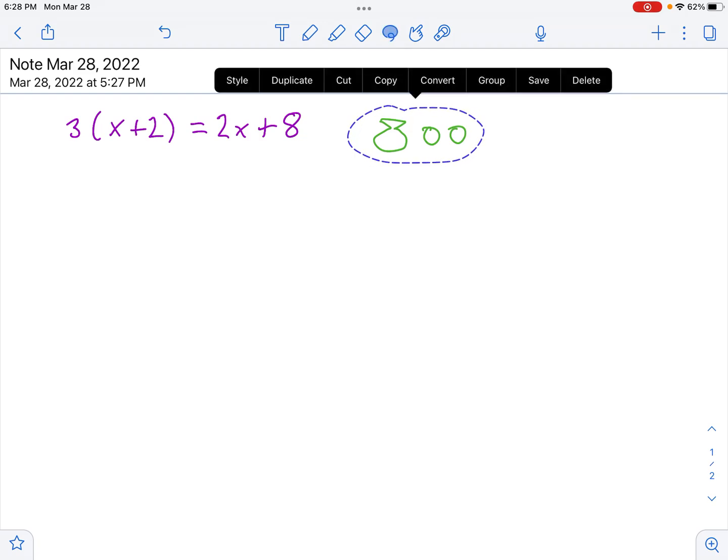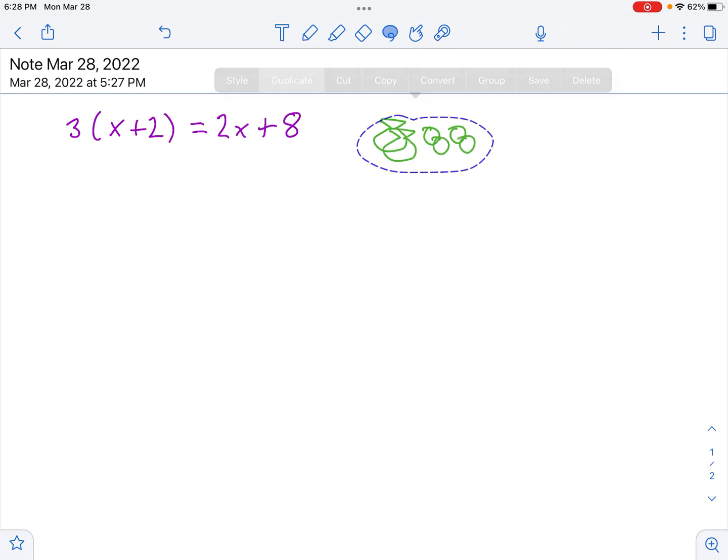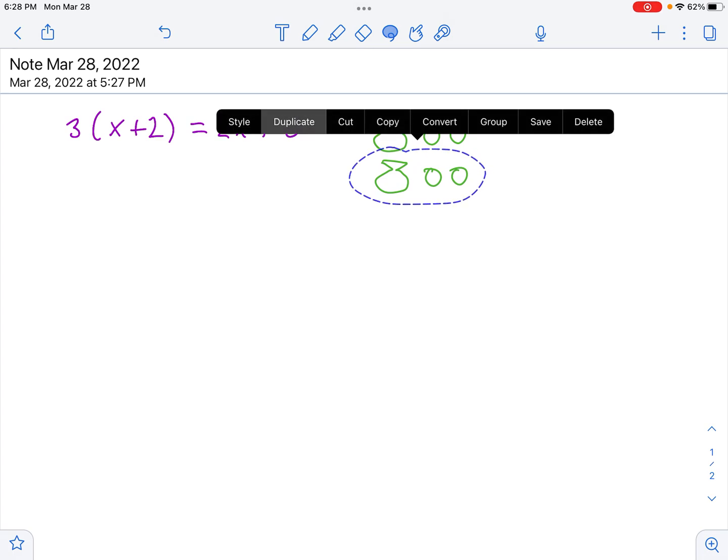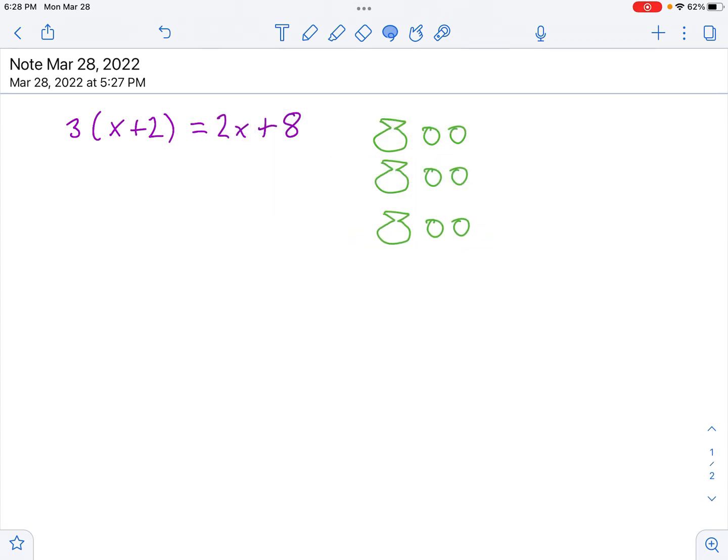We're multiplying it by 3, so there's actually 3 of them. So I'm just going to copy. I'm going to duplicate. There it is, and I'll duplicate it again. So here we go. 1, 2, 3 x plus 2's, and that all equals 2x, or 2 pouches, plus 8 coins. And then let's talk about solving that.